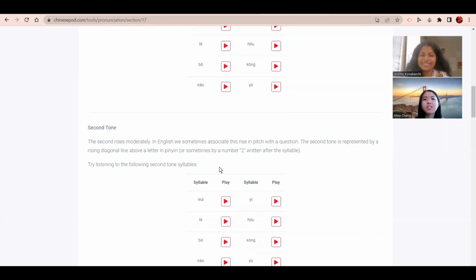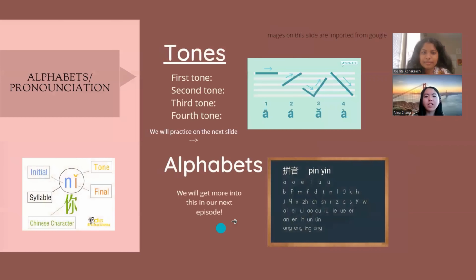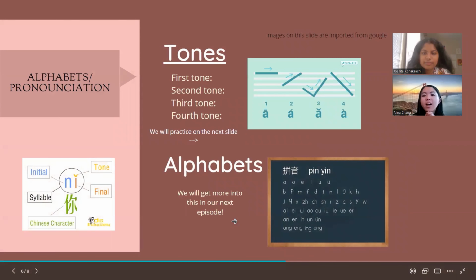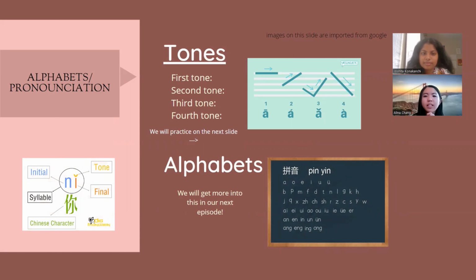Also, for alphabets, we will learn this more later, but right here, these are the Roman alphabets that we learn in English, but in Chinese, we also use these, called pinyin, to learn how to say some of the Chinese words. We'll get more into it later, but for now, we'll just do a brief overview.